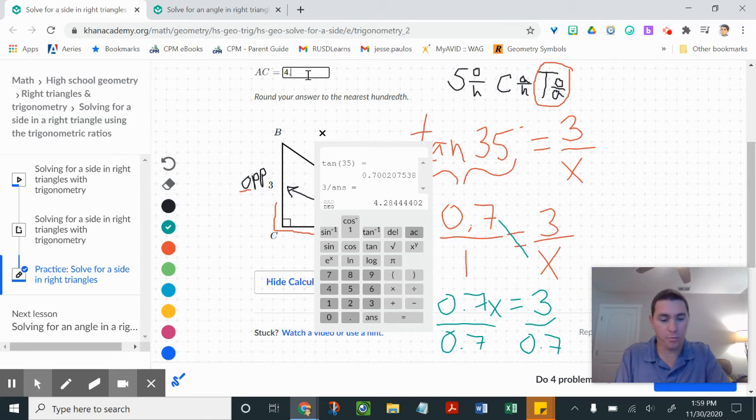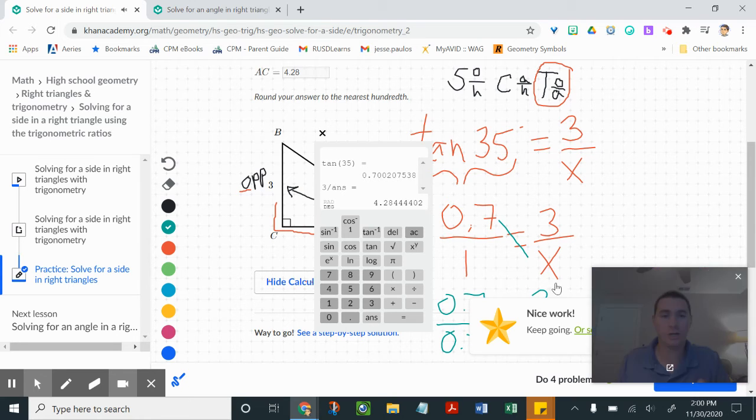I type in 4.2844. Now, it says rounded to the nearest hundredth, which means I go 2 places past the decimal, and I ask the number to the right, are you 5 or bigger? 4 is not bigger than 5, and so I leave it here. Now, what would happen if it was 5 or bigger? Then the 8 would have become a 9. All right? So try that out. Check your answer. Good to go.